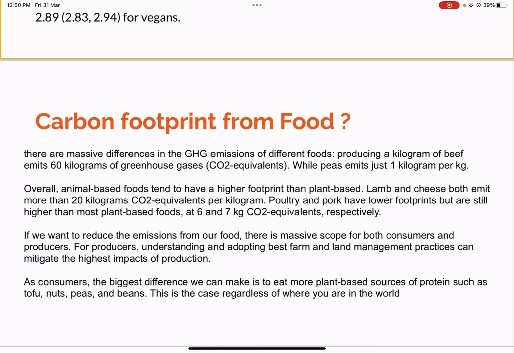So when you design the calculator, we need to ask what the food habits are, and ask the user to quantify his food consumption. Okay, so that would help you capture the carbon footprint from the food data.